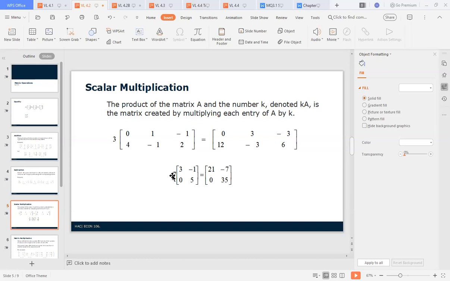Scalar 7 is multiplied to every element in the matrix. So that's 7 times 3, 7 times negative 1, and so on. Again, the scalar can be a negative number. Now, tinatawag siya na scalar because it can scale up or down every element in the matrix.